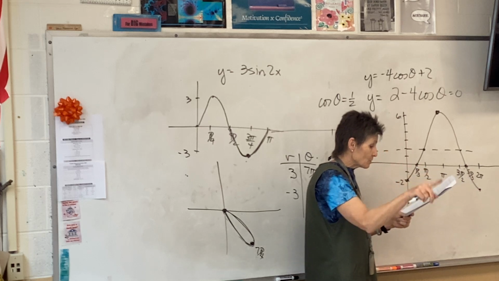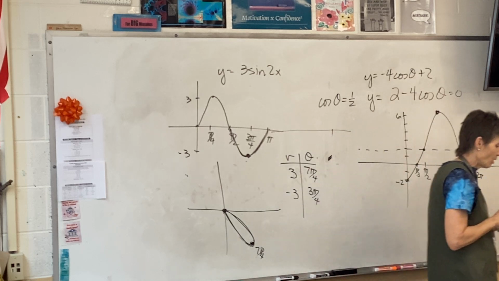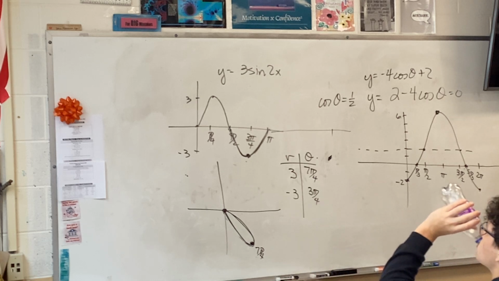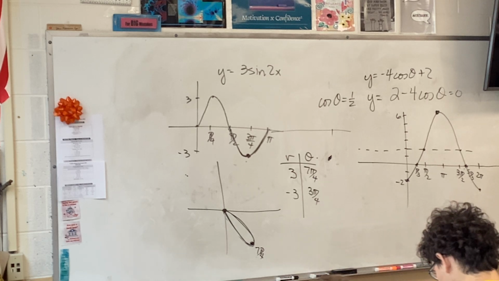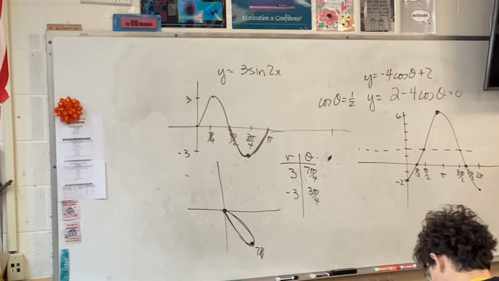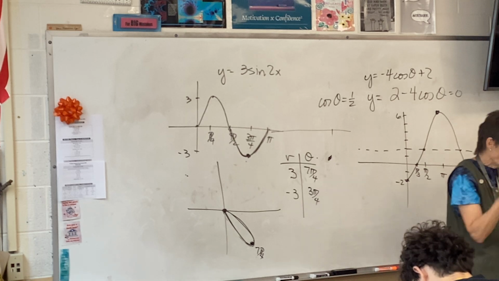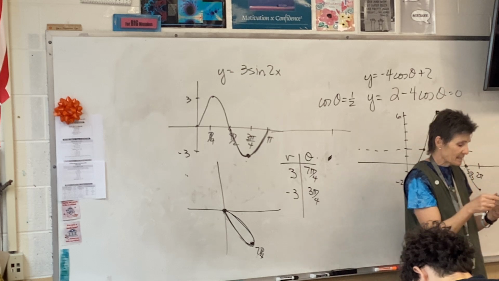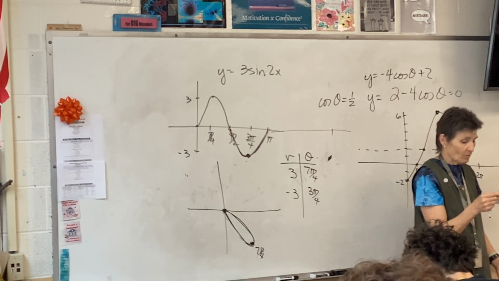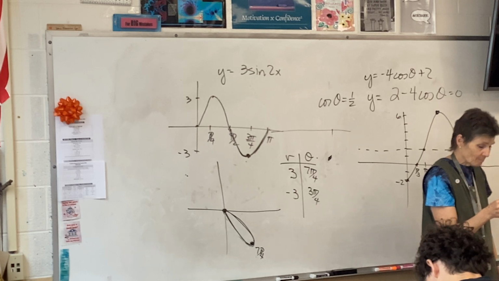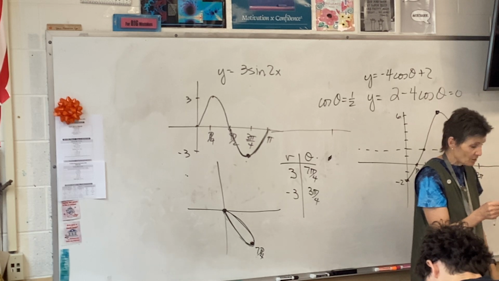All right, try example 3 with your partner. The graph is drawn this time. And you want to know on which interval is the distance from the origin decreasing. On which interval is the distance to the origin decreasing? Can you figure that out?